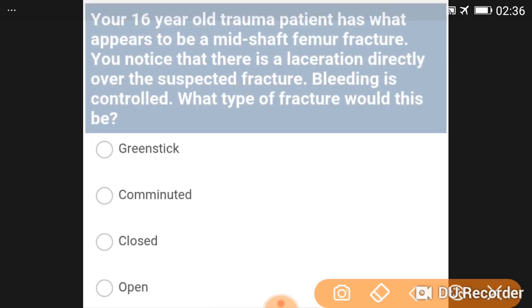Now, a 16-year-old trauma patient has what appears to be a mid-shaft femur fracture. You notice that there is a laceration directly over the suspected fracture. Bleeding is controlled. What type of fracture would this be? Open.